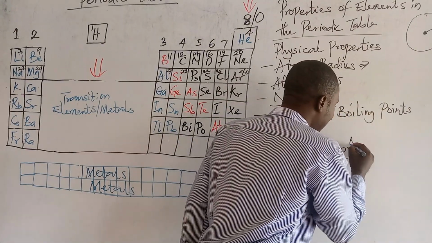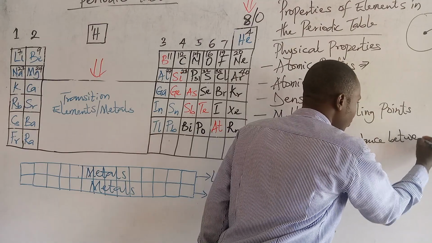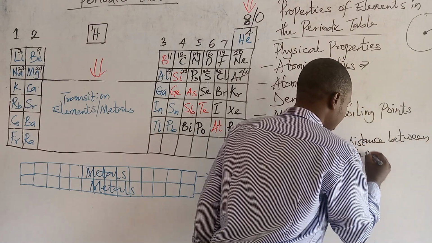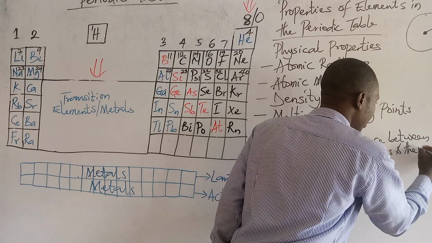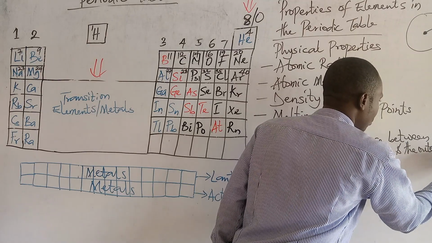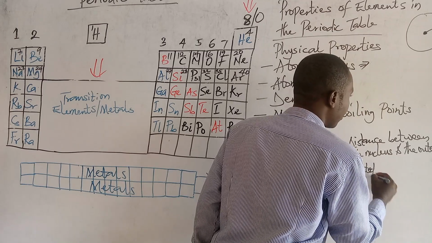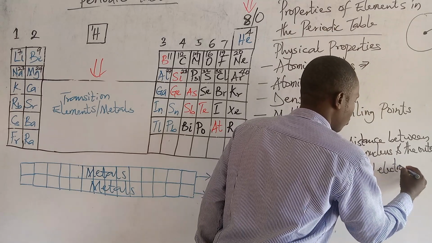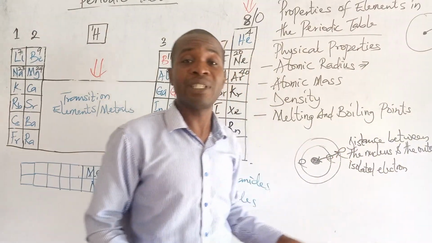The distance between the nucleus and the outermost isolated electron is called atomic radius. That's what we call atomic radius, almost the same as normal radius in mathematics.